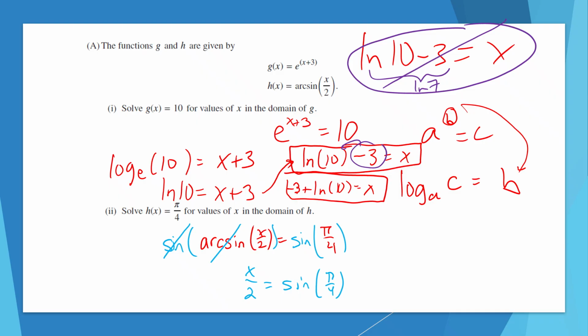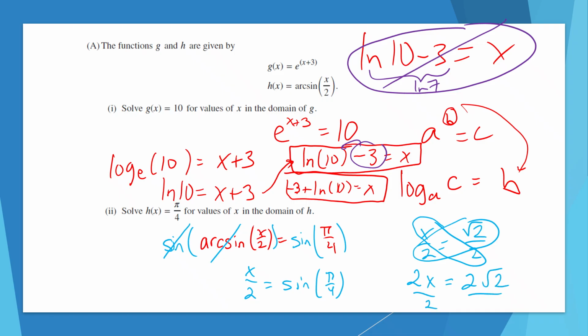This on the right side is just a unit circle value. So sine of pi over 4 on the unit circle should be positive root 2 over 2. Solving this, I'm going to cross multiply, so we get 2 times x equals 2 times root 2. And then we can divide both sides by 2 to get x equals root 2 as our solution for question 4A-II there.